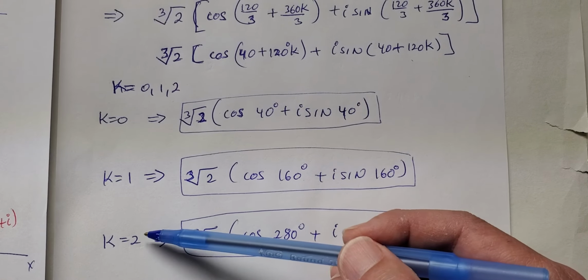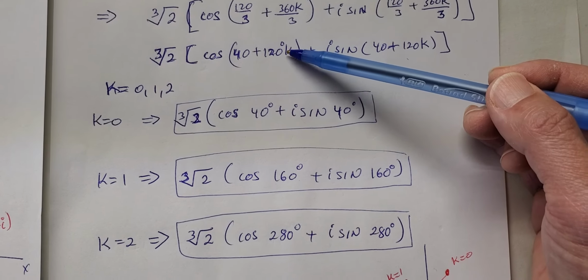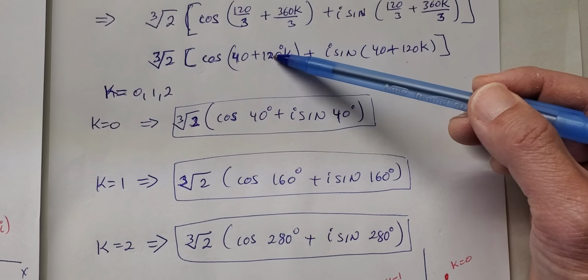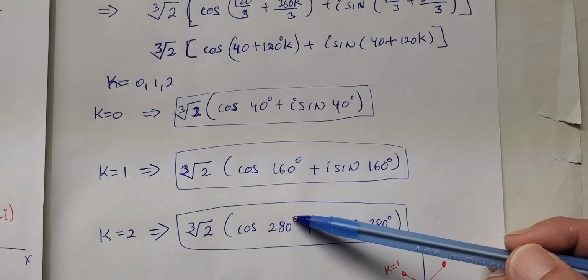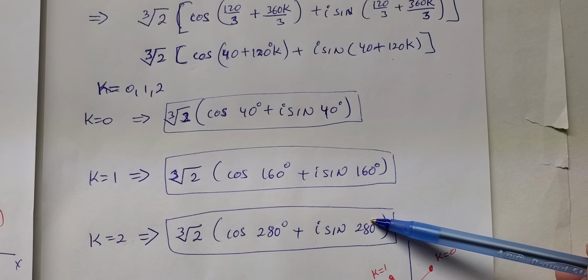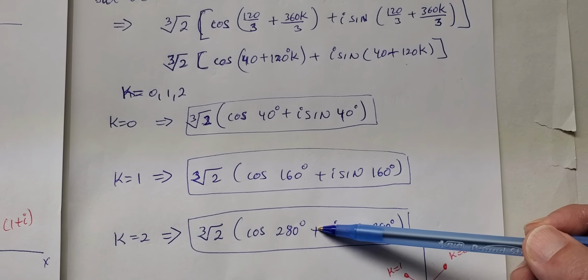Okay, so one more time. Put k in for 2. So put 2 in right here. 2 times 120 is 240. 240 plus 40 gives me 280. Same thing with sine. Okay, now where are these three on the graph?